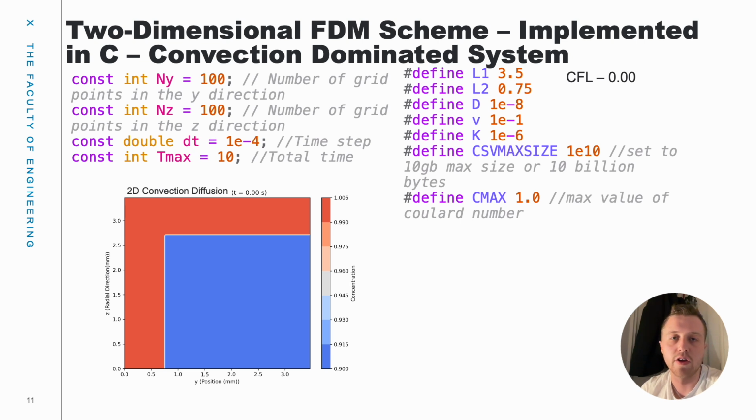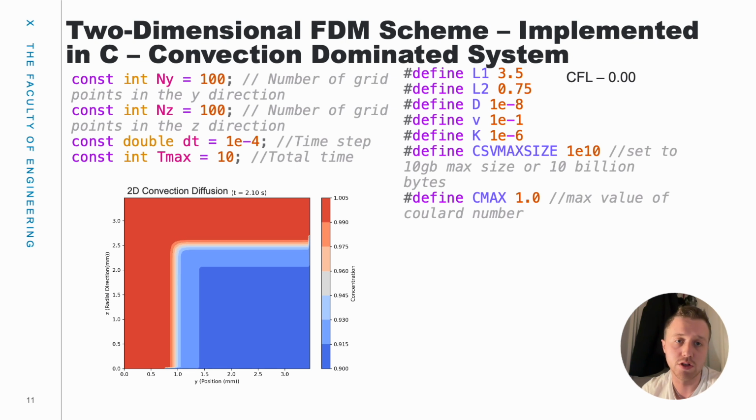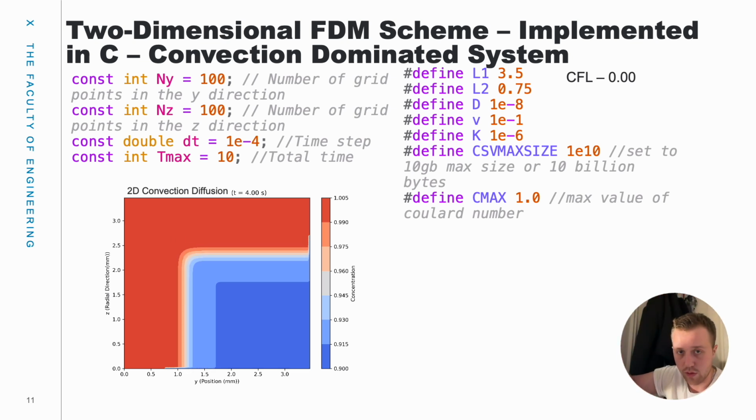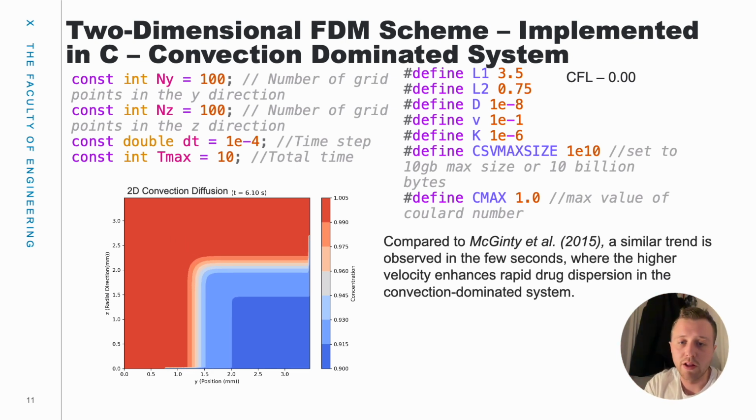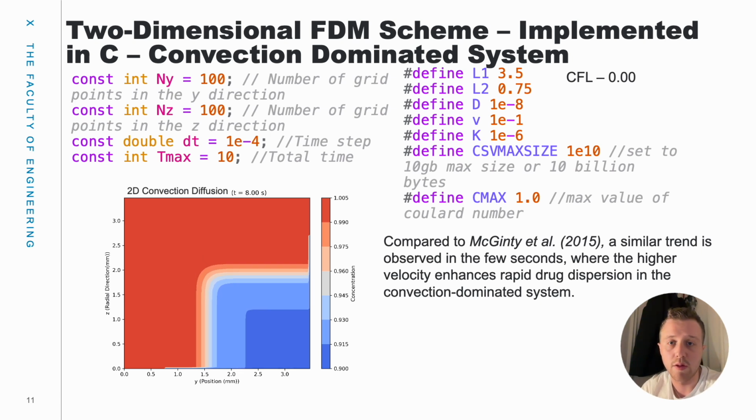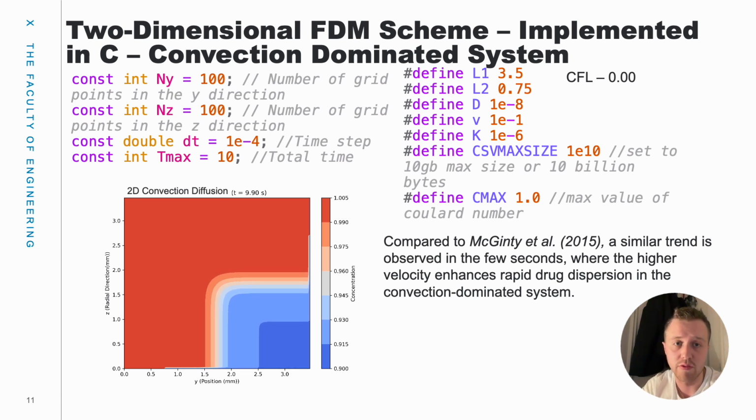So let's look at this in a convection dominated scenario. In a convection dominated scenario, we increase the velocity term, and you can see here you've got rapid dispersion. The convection pushes the drug through the arterial tissue. Comparing this to the paper by McGinty, a similar trend is observed in the first few seconds where higher velocity enhances drug transport rate. We should also notice this CFL condition, which is 0 for basically all the simulations we're running. So we can say that most of them are going to be stable.